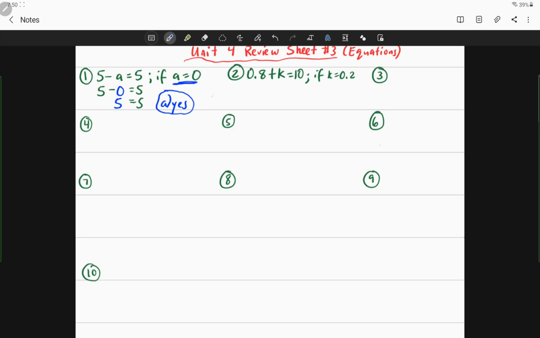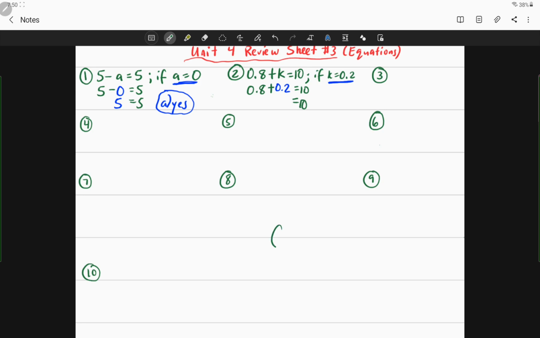Okay, same idea on number 2. Again, just substitute. We're going to take that clue that we have. It says 0.8 plus k equals 10. And we want to see whether or not this is true. To do that, we're going to replace the variable k with the number 0.2. So it's now going to say 0.8 plus 0.2 equals 10. But unfortunately, this time it doesn't work out.